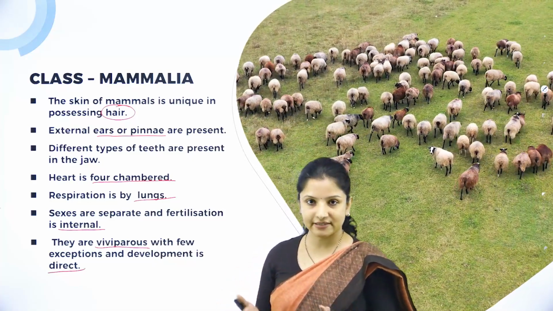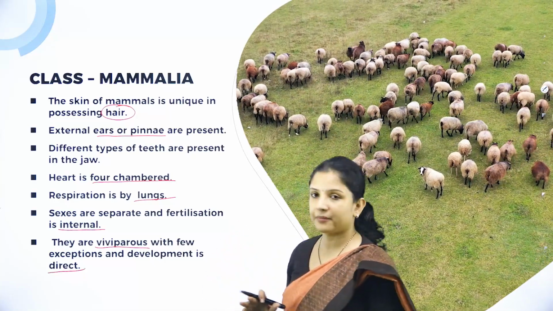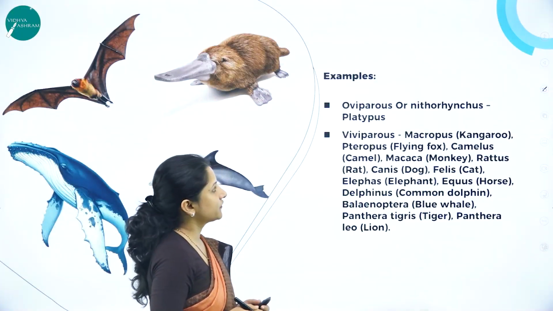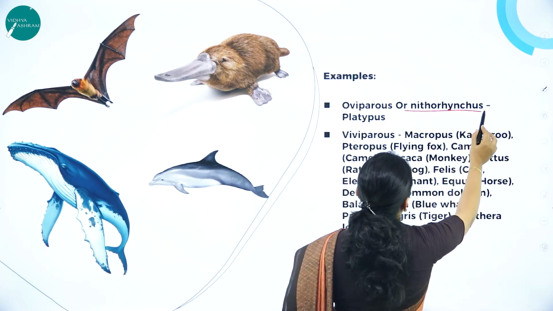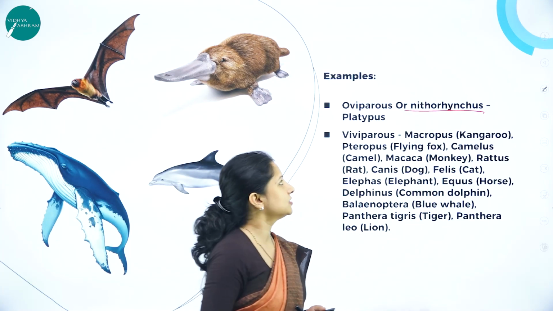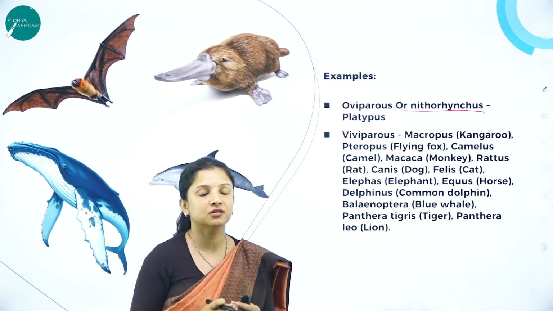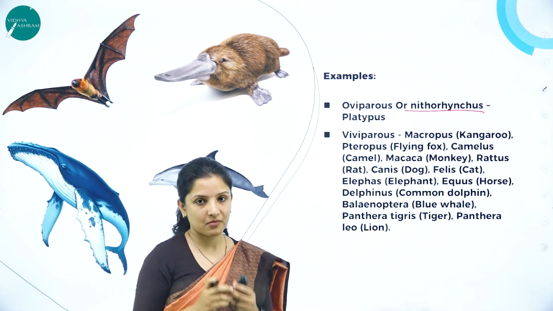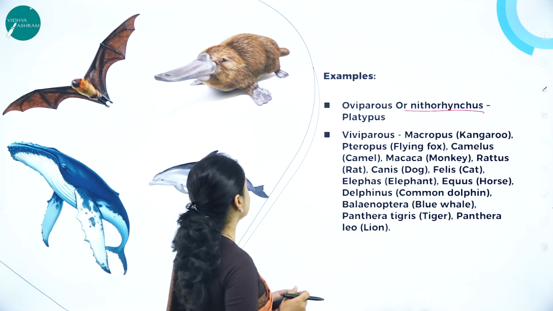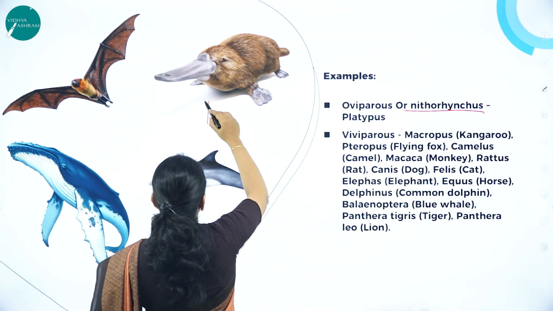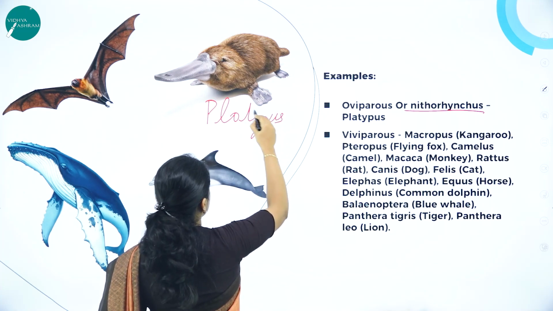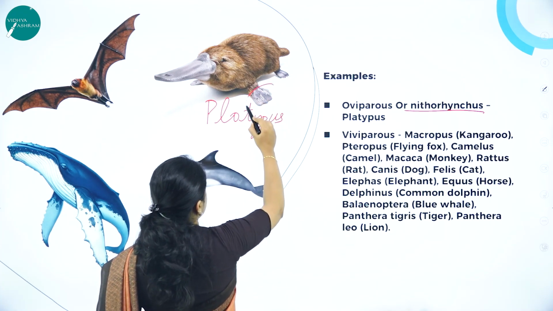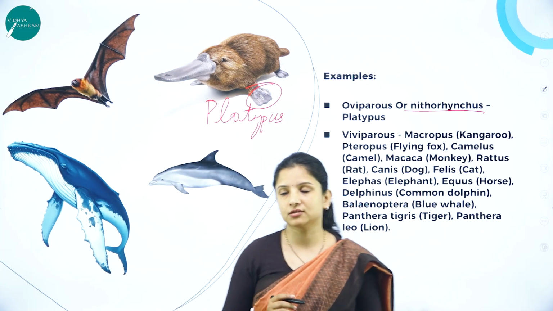There is no intermediate stage of development here. Therefore, development is direct. Talking about some of the examples, oviparous ones: Ornithorhynchus. So, Ornithorhynchus is platypus. Platypus is the only oviparous mammal, that is the egg-laying mammal that is there. So, this is platypus, and platypus have a beak, and I told you they are capable of living in water as well. That is why they have webbed feet like this.